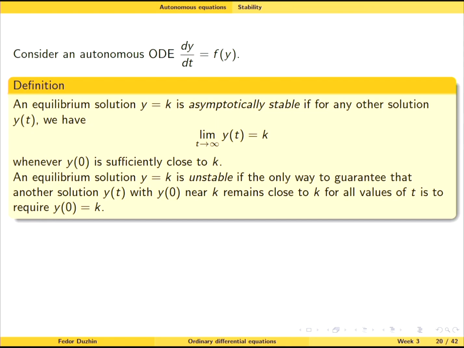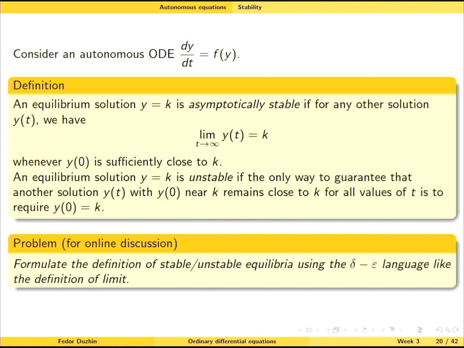So an equilibrium solution is called asymptotically stable if whenever any other solution is sufficiently close to this, then the limit of that other solution is exactly k. Well, and I challenge you to formulate the definition using formal, rigorous mathematical language like in a real analysis. And again, you can share your suggestions as comments to this video.